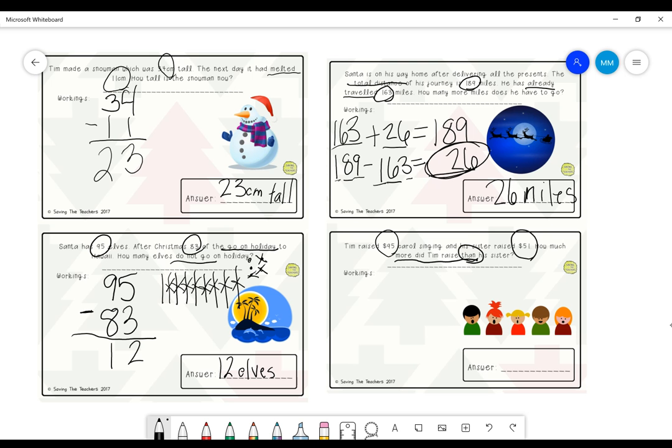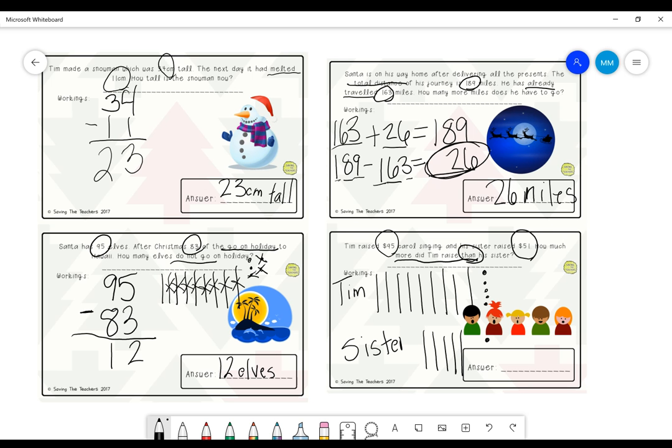I am going to draw Tim's. Tim raised $95. So I'm going to draw 9 tens, 1, 2, 3, 4, 5, 6, 7, 8, 9, and 5 ones. 1, 2, 3, 4, 5. His sister raised 51. So I'm going to draw 51. So 1, 2, 3, 4, 5, and 1. So we know that Tim raised more money than his sister.